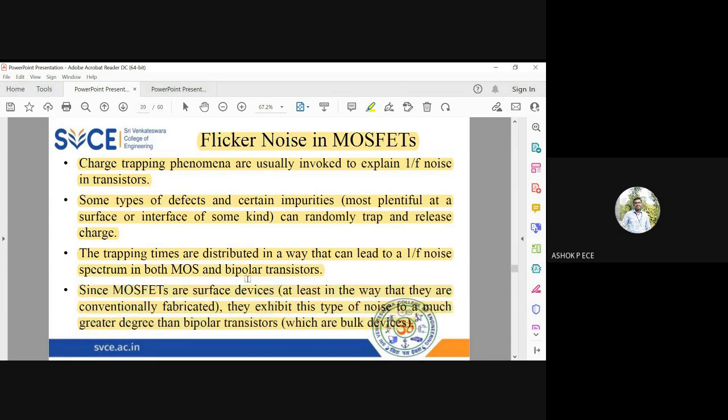You know, MOSFETs operate by applying voltage to the gate-source terminal to induce the current flow in my channel. So MOSFET is a voltage controlled device. So I'm going to apply an electric field. This electric field will give rise to charge trapping and releasing phenomena more frequently when compared to BJT. That's why we say that flicker noise is more in MOSFET when you compare with bipolar transistors.